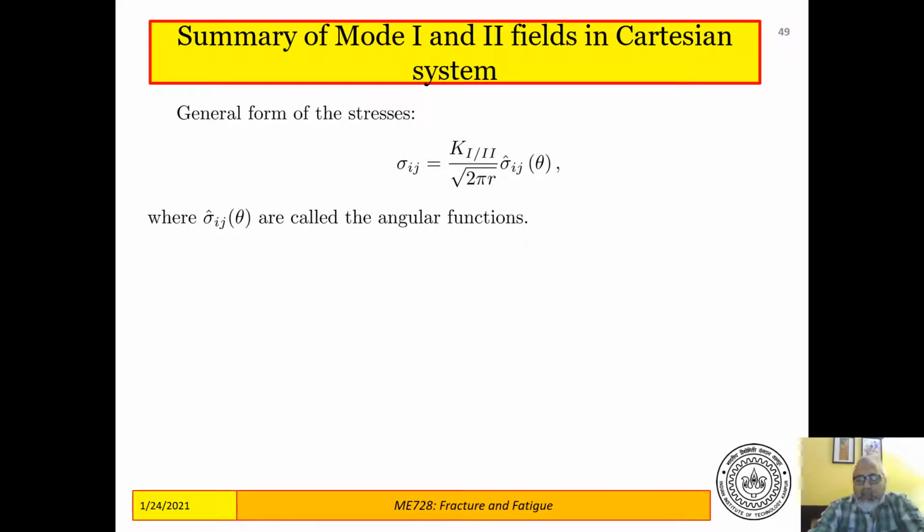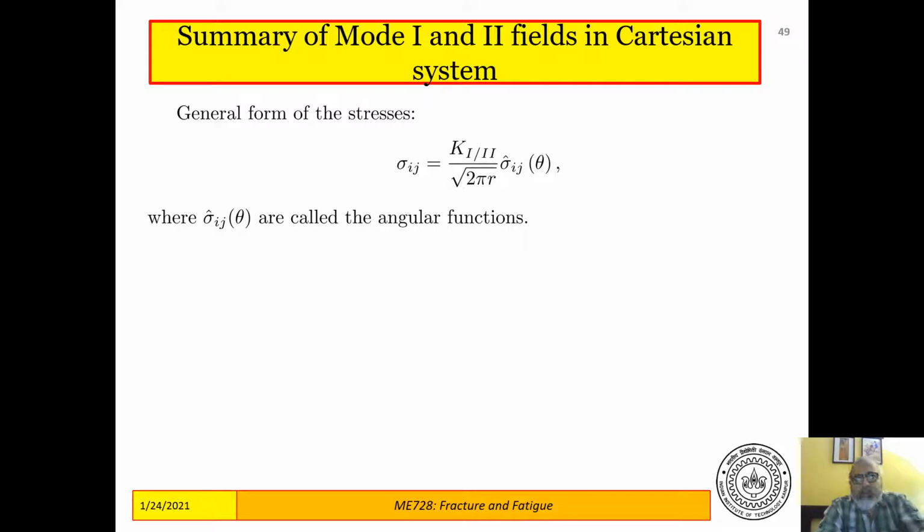depending on the mode of the crack, which carries all the information about the remote loading and the geometry of the body to the crack tip. So the nature of the singularity is always 1 by square root r, but the strength of the singularity is determined by the value of K1, K2, K3, which is like a loading parameter of the crack tip.